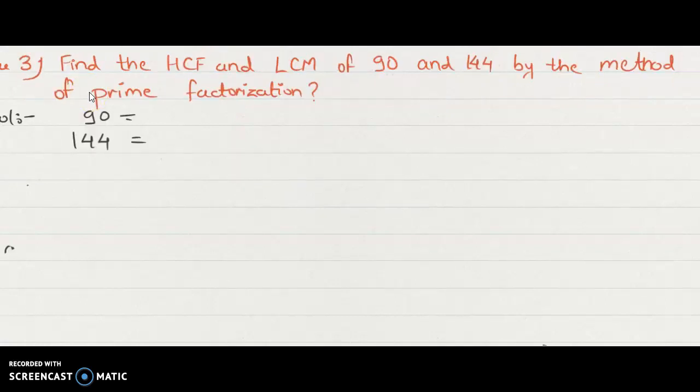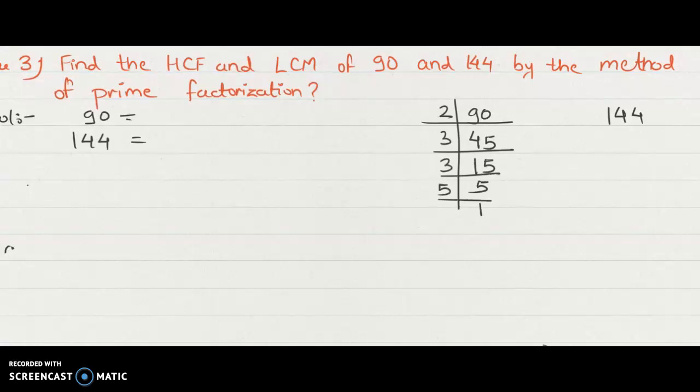The next question says, find the HCF and LCM of 90 and 144 by the method of prime factorization. So let's express the given numbers in the form of prime factors. We have the numbers 90 and 144. We will break them into prime factors. 90 is divisible by 2, 2 fours are 8, 2 fives are 10, and it is divisible by 3, 3 ones are 3, 3 fives are 15, again 3 fives are 15 and 5 ones are 5.